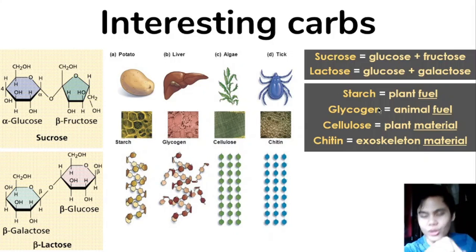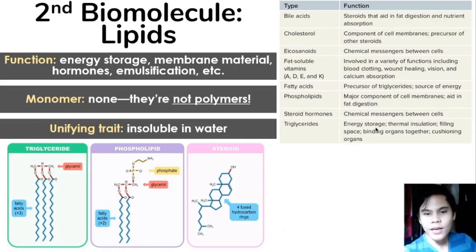So it's a strong, sturdy material. And this material is also actually the material that's used in your surgical thread, the one that melts on its own. It's made of chitin, harvested from fungi. Fun, right? Next, your second biomolecule is your lipids.